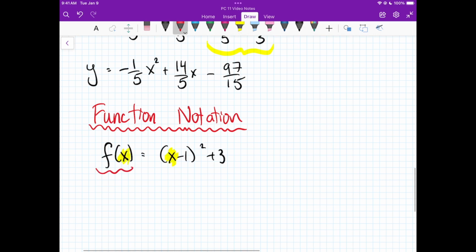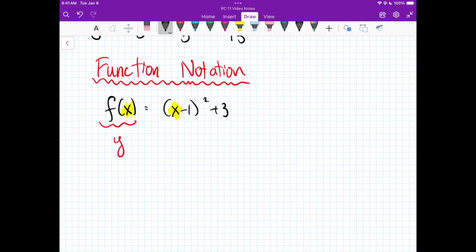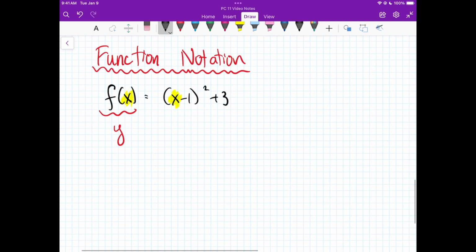F of x really, honestly, is just the equivalent of y. It's a representation of the value of the function. It's just written in a different way that really emphasizes the fact that we're putting something into this function and getting something out.